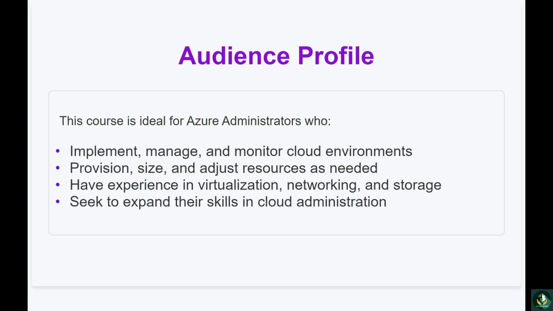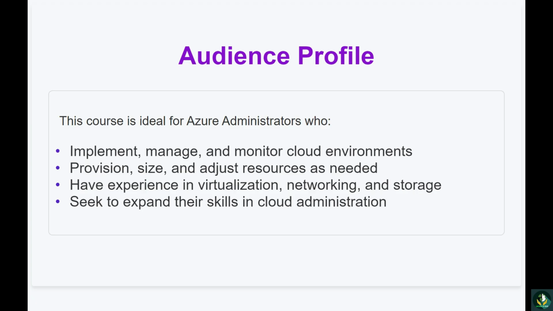To excel in this role, a solid foundation in key IT concepts is essential. You should have a good grasp of virtualization technologies, as these form the backbone of many cloud services. Familiarity with networking principles is crucial, as you'll be dealing with complex network configurations in the cloud environment. A strong understanding of identity management will be vital for securing your Azure resources effectively. Lastly, knowledge of storage solutions is important, as data management is a critical aspect of any cloud administration role.